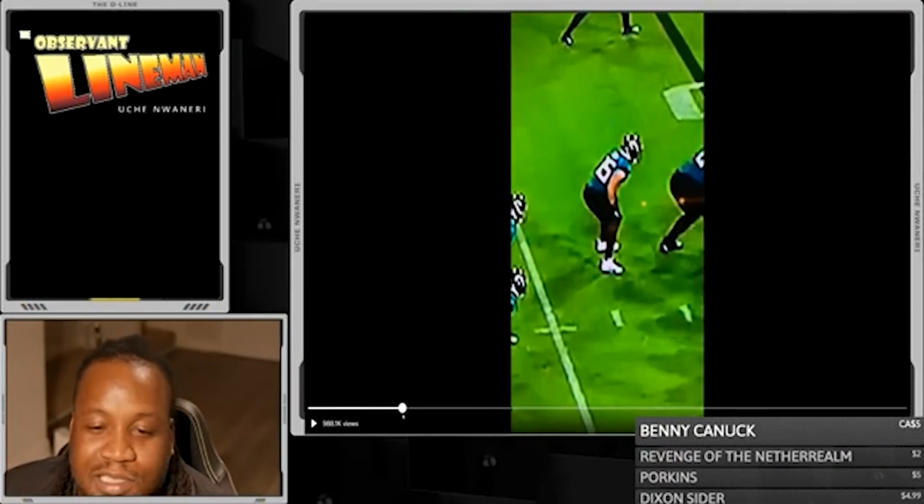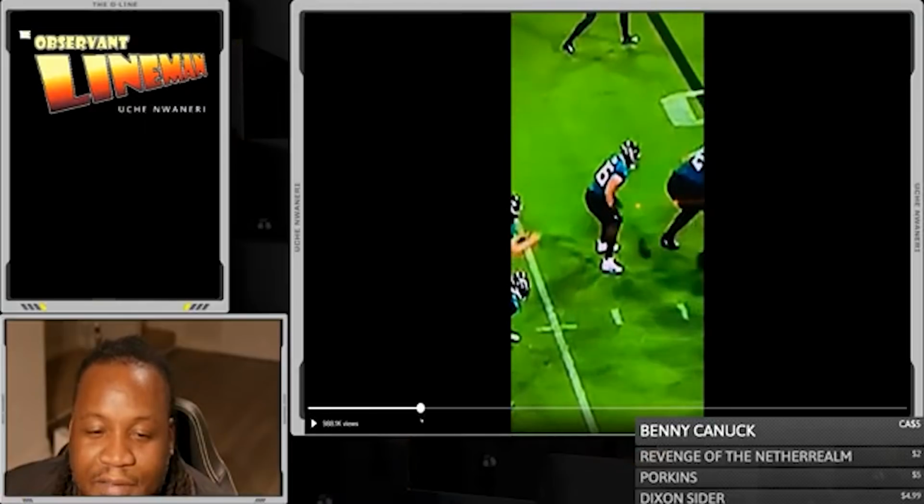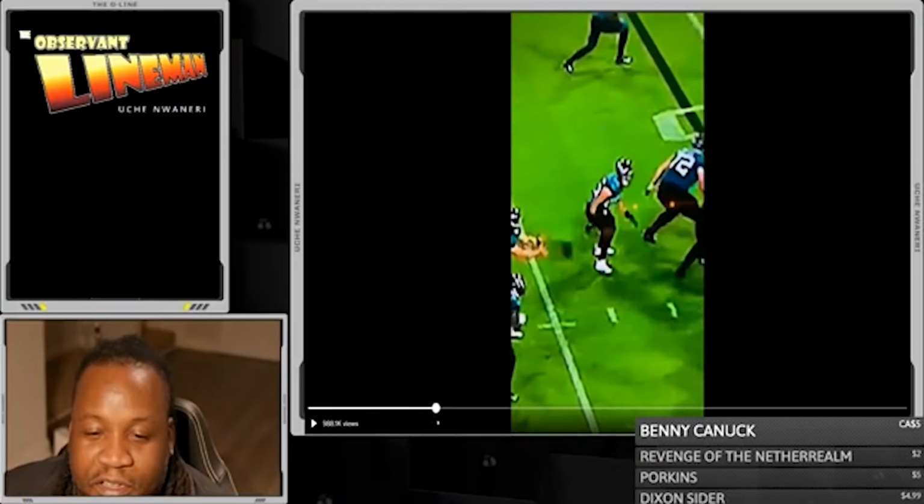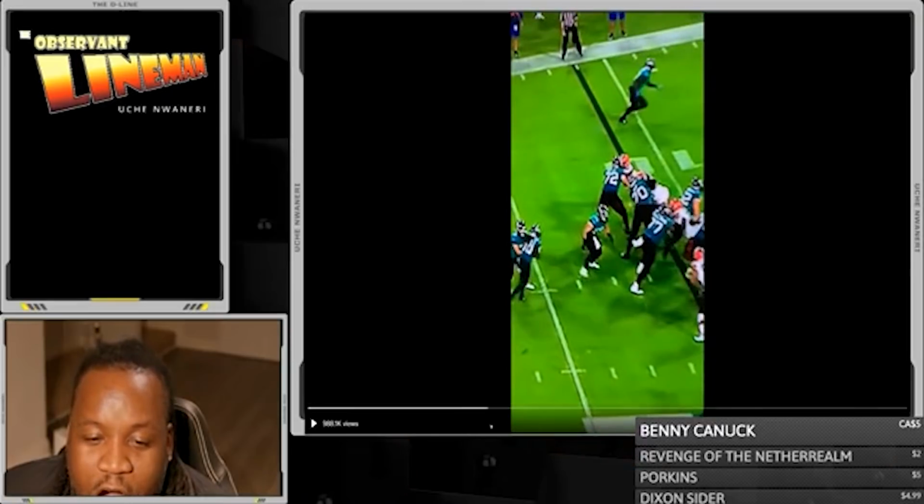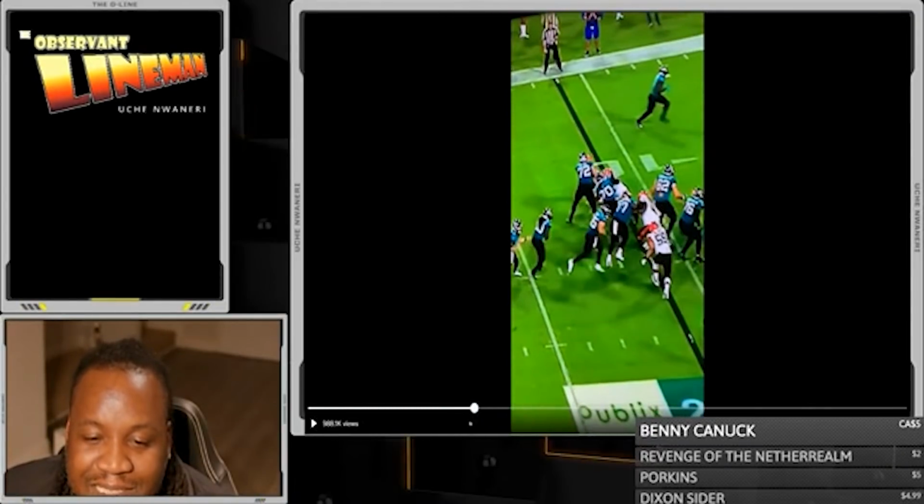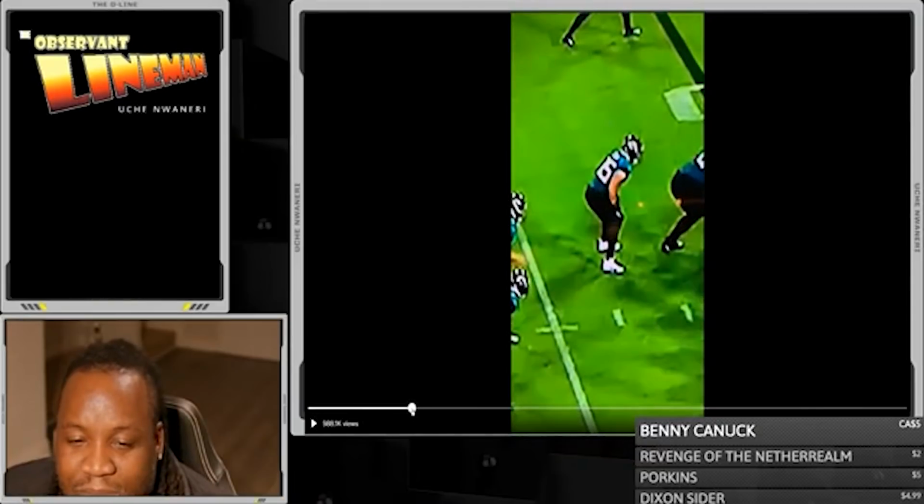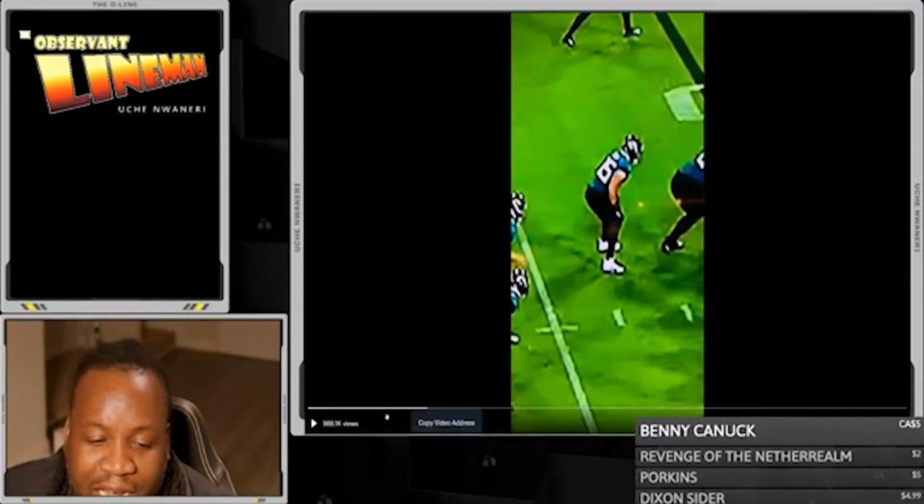When that ball is snapped, you have to move. He's moving laterally. He does not move 1 yard up the field into the line of scrimmage, getting ready to make this block. Now, this is not necessary. The angle on these kind of blocks is very, very tight.